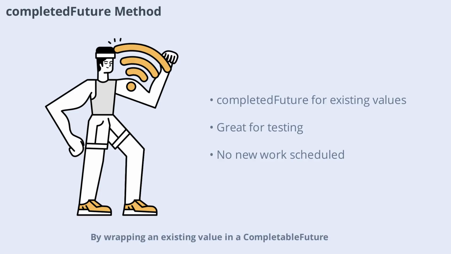By wrapping an existing value in a CompletableFuture, you can easily integrate it into asynchronous flows without scheduling new work. This method is simple but powerful for building flexible and testable code.